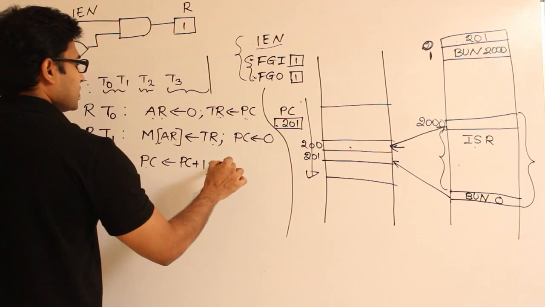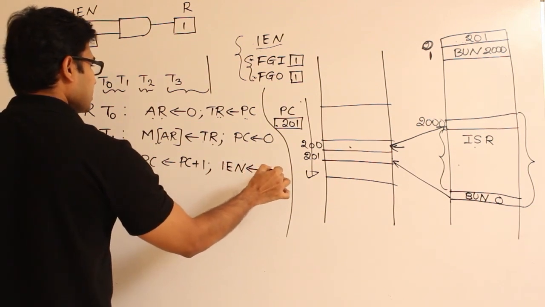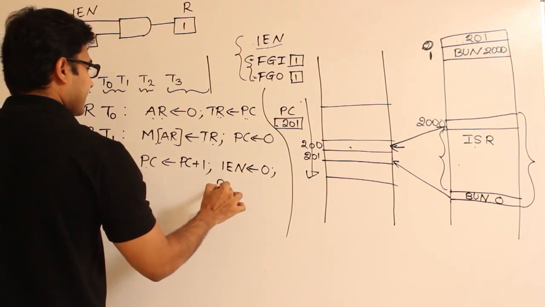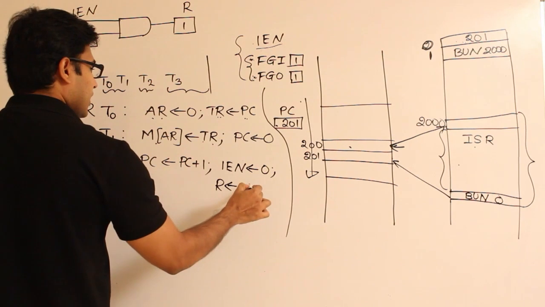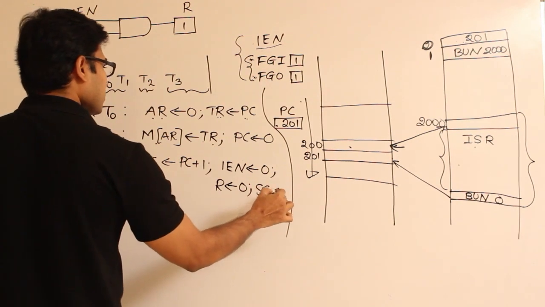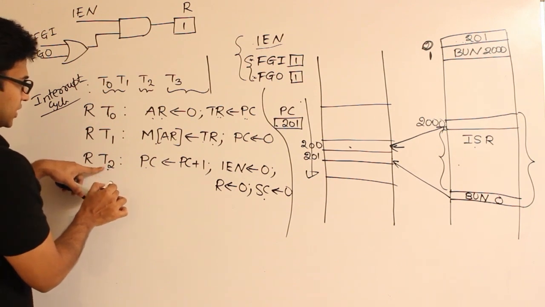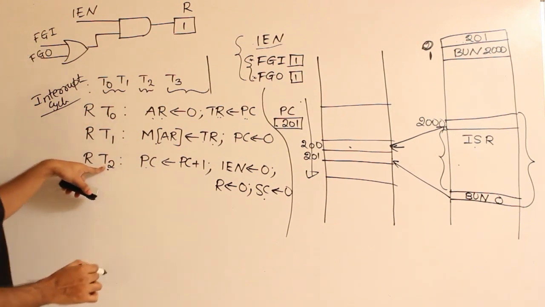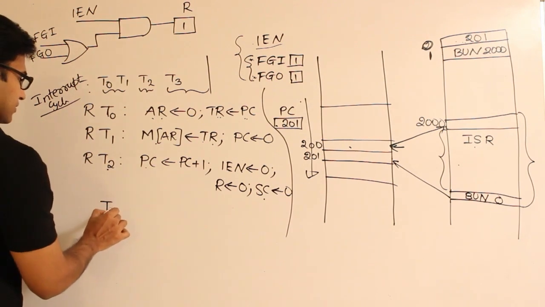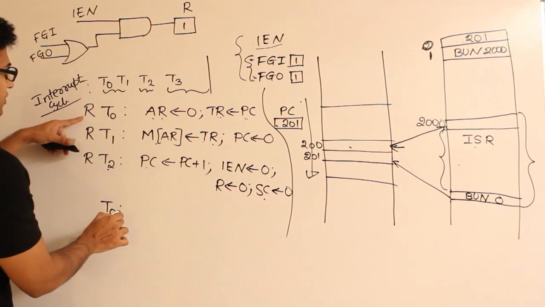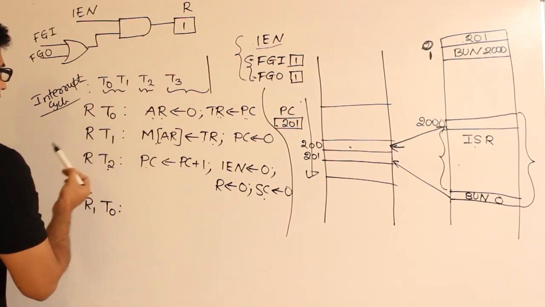So for that reason I am going to set IEN to 0, and also the interrupt flag R to 0, right? And also SC to 0. Why SC to 0? Because from T2 I don't want to go to T3, I want to go to T0 again. So next time when T0 happens, R is of course 0, therefore I have to couple with R prime.